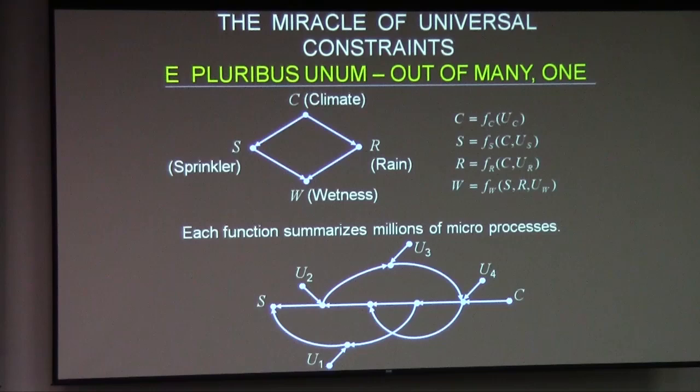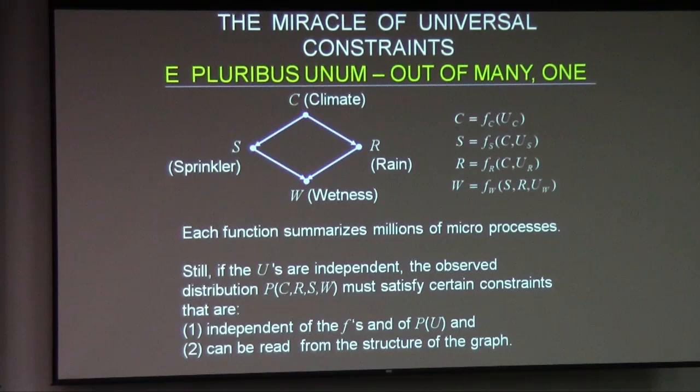And now here comes a miracle. Zoop! No matter how complex these functions are, and no matter how the noises are distributed, if they are independent, then the observed distribution, that's the gift that nature gives, something to observe, statistics, must satisfy a certain constraint. And here they are. They are constraints which are independent of the nature of the functions and the nature of the distributions of the noises. And they can be read from the structure of the original graph. You don't have to form a new graph to figure out what's invariant. So the invariants are given to you by the structure of the graph.